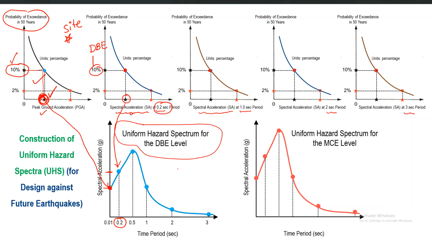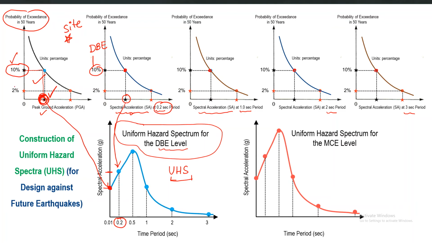This is also sometimes called as the uniform hazard spectrum or UHS, because all of the values on that curve are basically corresponding to one fixed definition of hazard, and they are picked basically from the different hazard curves corresponding to one definition of hazard, and that is DBE level. So this is the uniform hazard spectrum for DBE level.